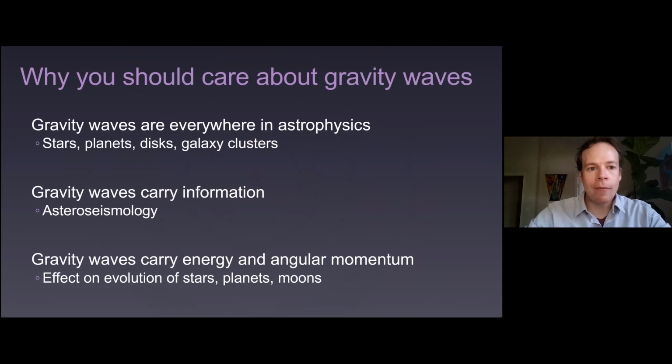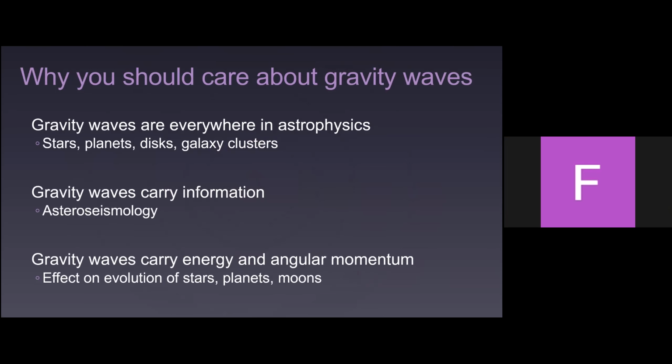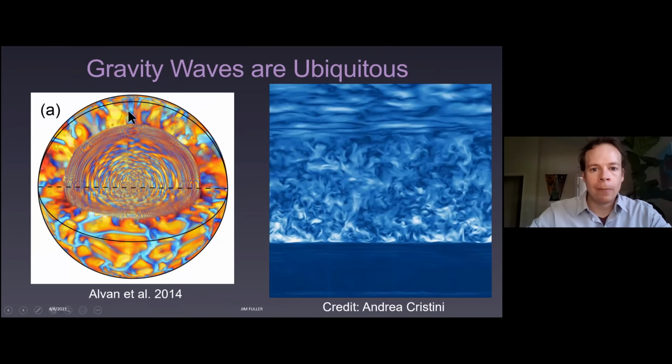So gravity waves are basically buoyancy waves. So they're waves that propagate in stably stratified regions. I'll come back to that slide. They're waves that propagate in stably stratified regions of stars and planets and really almost any kind of fluid. A classic example is the interior of the sun.